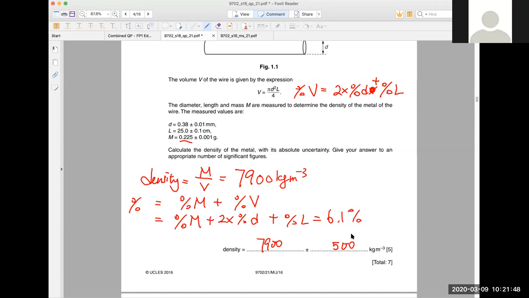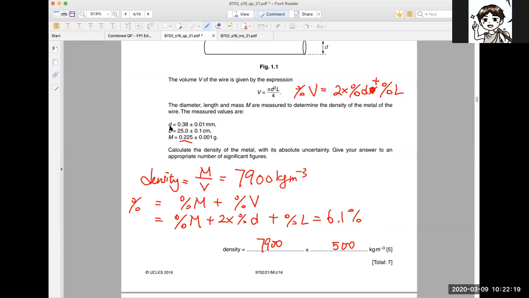I'm still confused about the significant figures. The SF has to be the same, right? Yes. The minimum significant figure in all the data is 2. It's given here, the D is 0.38, so the minimum is 2. The answer has to be in 2SF.